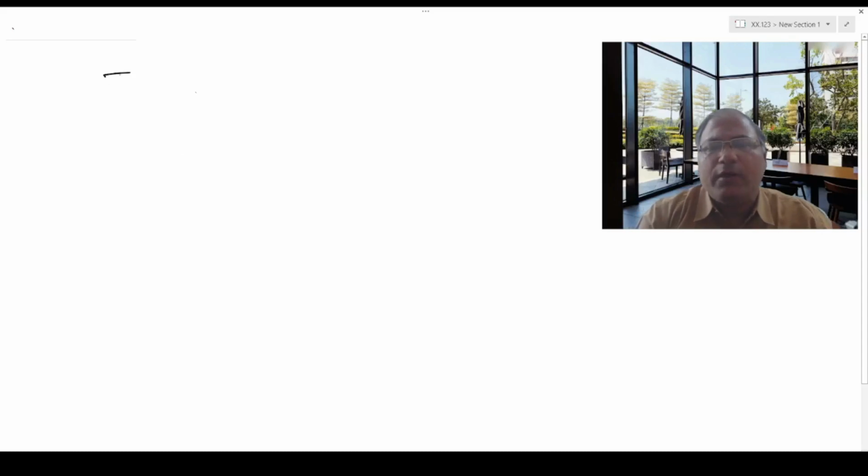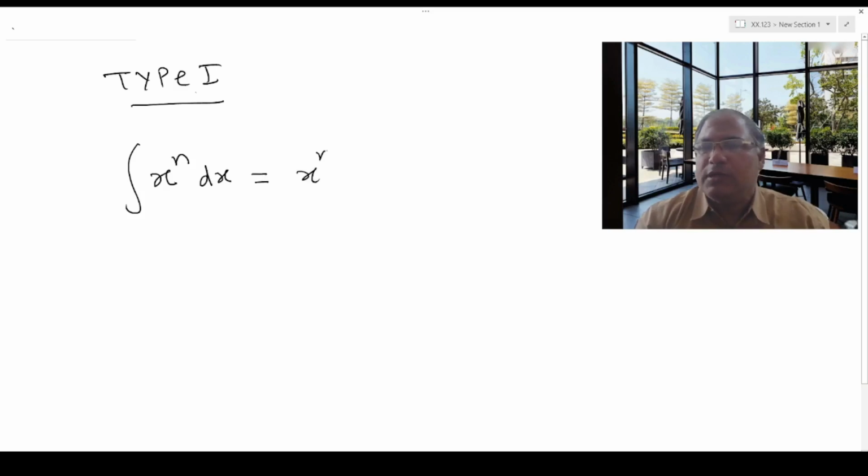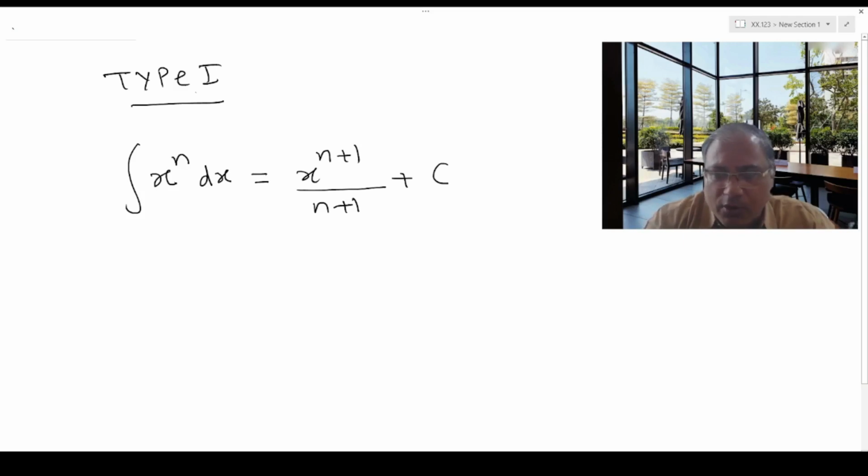Consider type 1. In type 1 problems, I am going to consider this type: integration of x raised to n with respect to x equals x raised to n plus 1 upon n plus 1, plus c. In indefinite integration, we write plus c because we consider the results of integration are not perfect. To make them perfect, we write plus c. Now in this type, I am going to do the problems which have the power n, and this is called standard form.